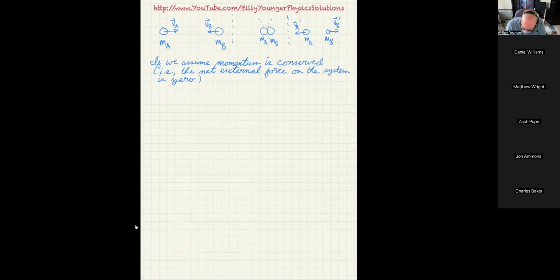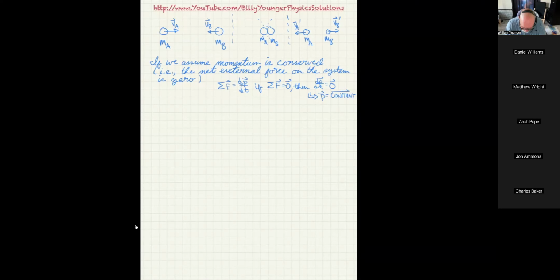Remember, it comes from the fact that the summation of the forces is equal to dp dt. And if the summation of forces is equal to zero, then dp dt is equal to zero. And of course, that implies p is equal to a constant. That's the fact that says, hey, momentum is conserved. P equals a constant. That means momentum is conserved.